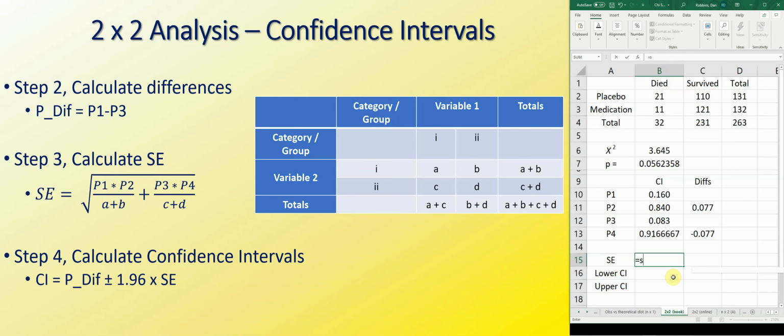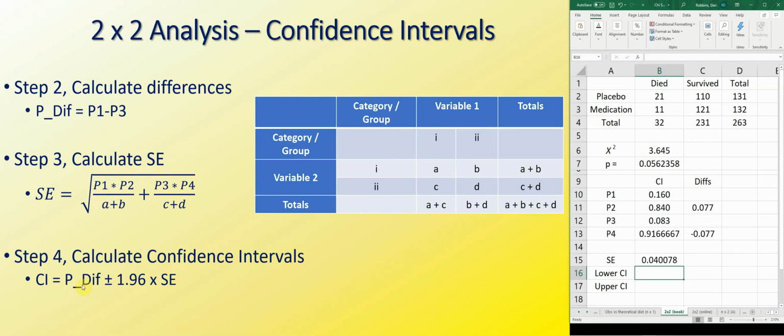And step 1 is our probability 1 multiplied by our probability 2. So probability 1 multiplied by probability 2, and that's divided by our A plus B total. Section that off so we can see we've got our first half, and that's going to be added to our probability 3 multiplied by our probability 4, and that's divided by our C plus D total. Close all of that off and we have a standard error of 0.04.